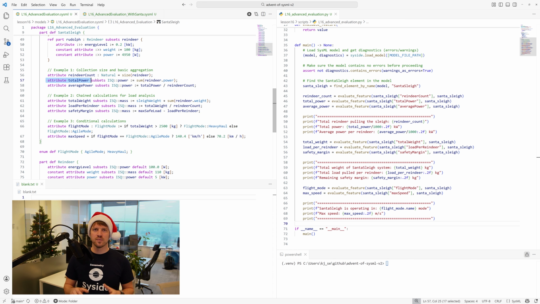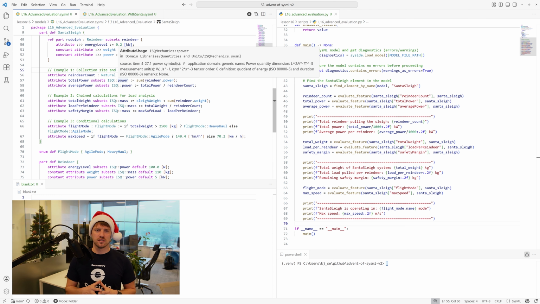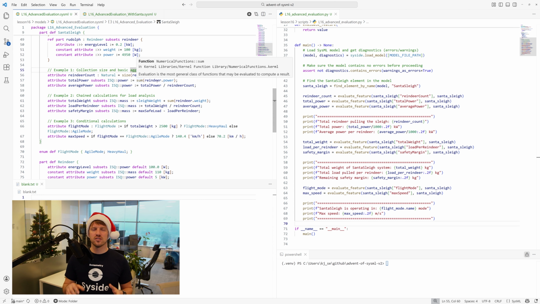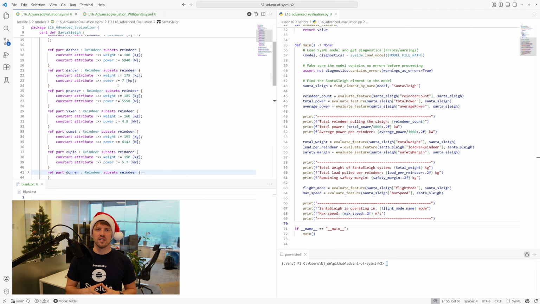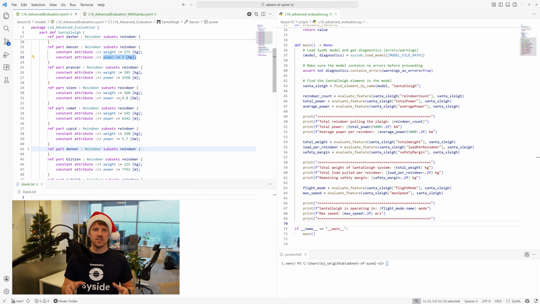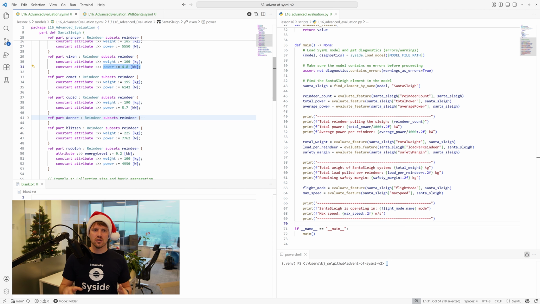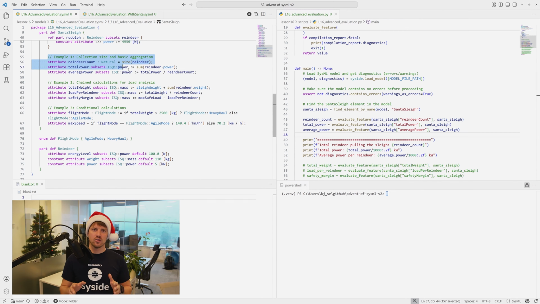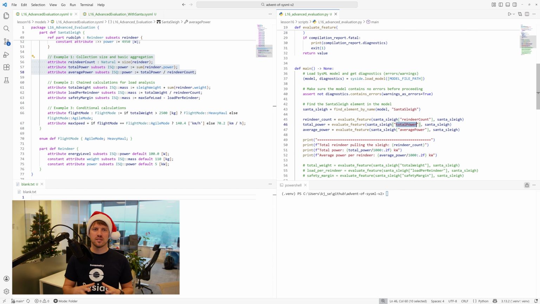On line 57, total power aggregates power values across all 9 reindeer using the sum numerical function. Each reindeer has different power values in different units. Dancer at 7 horsepower, Vixen at 4.8 kilowatts, and Rudolph at 4950 watts, and so on. Syside Automator automatically evaluates each reindeer's power, handles all unit conversions, and sums them up to get the total system power. You don't write loops or manually convert units. You define what you want calculated, and Automator figures out how to do it.